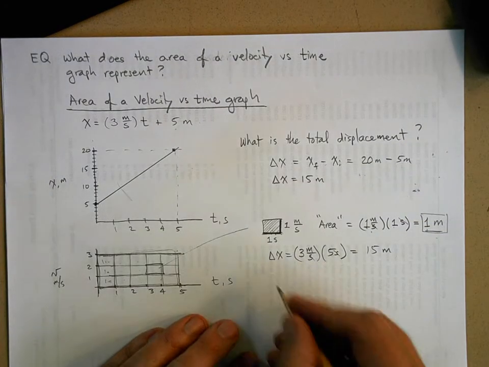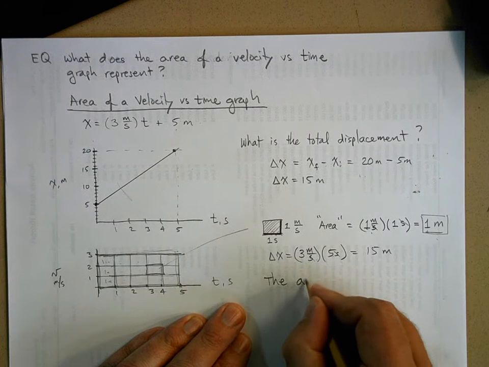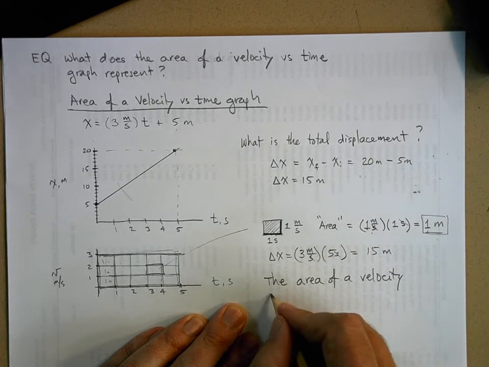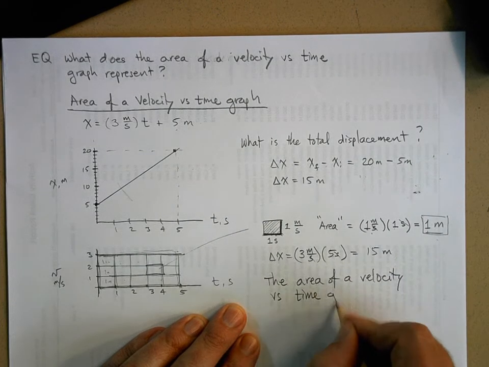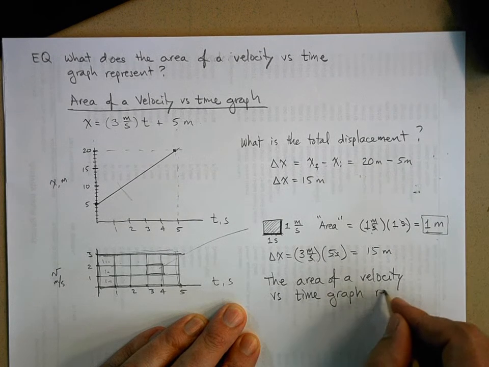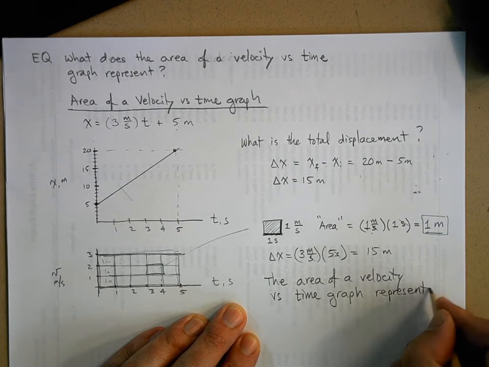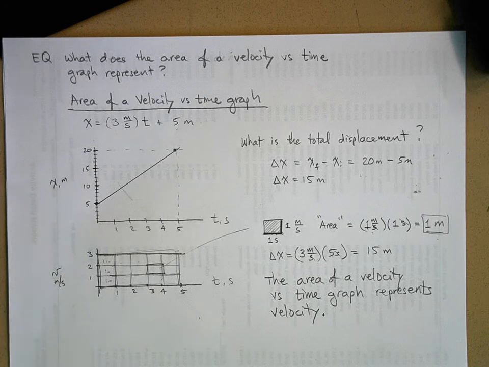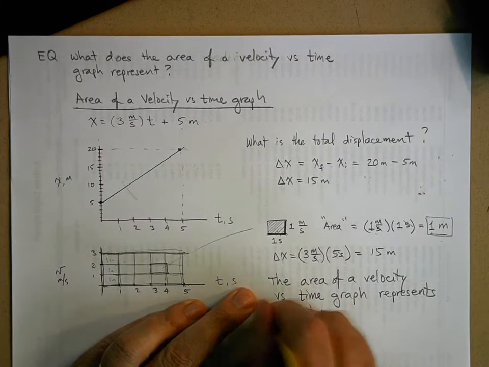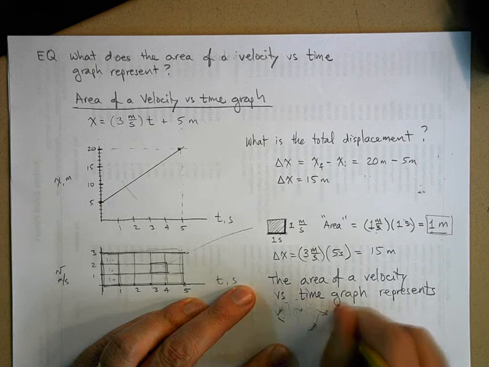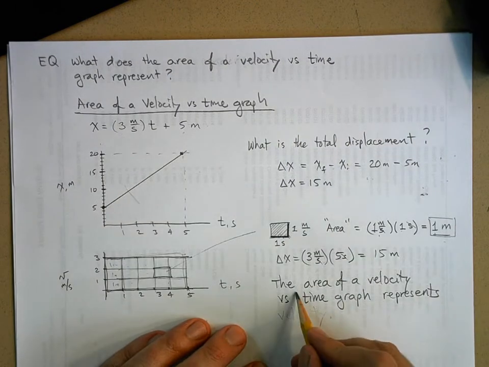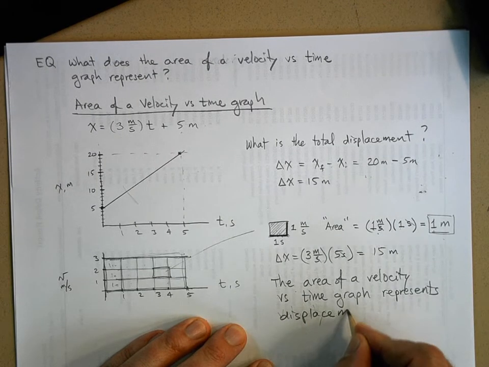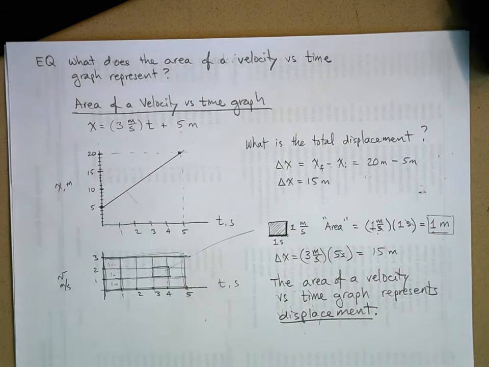So here's the big idea here. The area of a velocity versus time graph represents velocity. I'm sorry. I'm getting ahead of myself. I'm trying to think ahead, and then I end up being wrong. The area of a velocity versus time graph represents displacement.